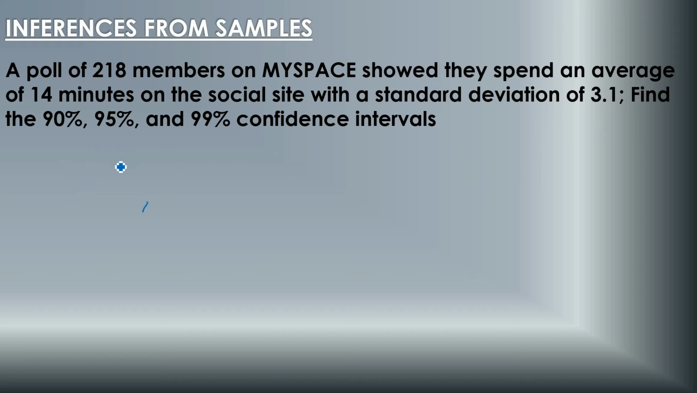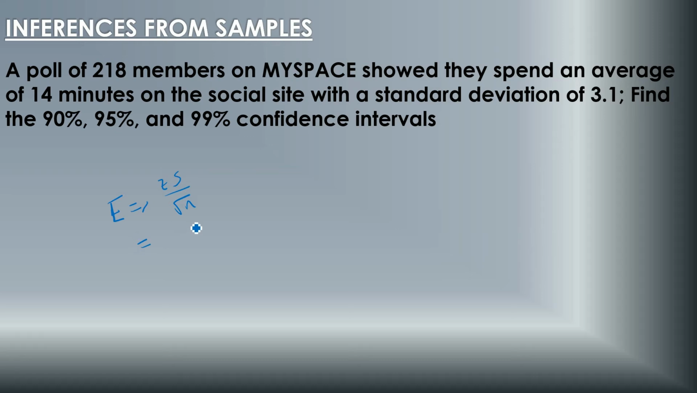So a poll of 218 members on MySpace showed that they spend an average of 14 minutes on the social site with a standard deviation of 3.1. We're going to find, let's start with the 90% confidence interval, and then we'll work our way over maybe to do all three. So the first thing I'm going to do is find my maximum error. So that's my E, and that's going to be Z S over square root n.